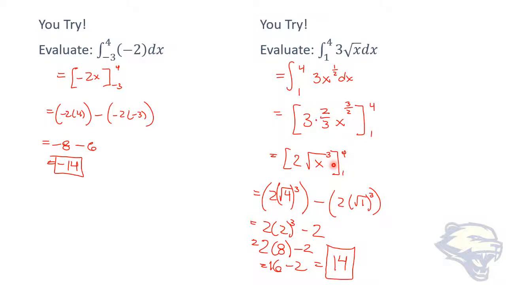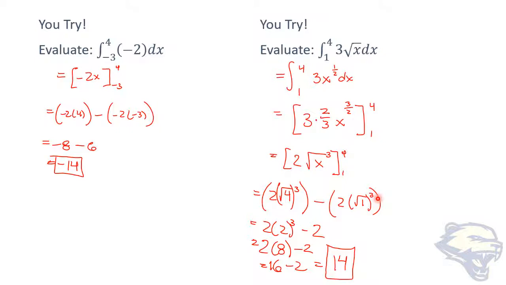And the reason that I personally like to do it that way is because I know that when I plug this 4 in, for example, it's going to be easier to take the root 4 before I cube it. Okay, so when I plug in the 4, root 4 is 2, then 2 cubed is 8. Okay, so it's easier, in other words, to make it smaller with the root before you then make it bigger with the power. Okay, so 2 times root 4 cubed minus, plugging in the 1 back here, 2 times root 1 cubed.